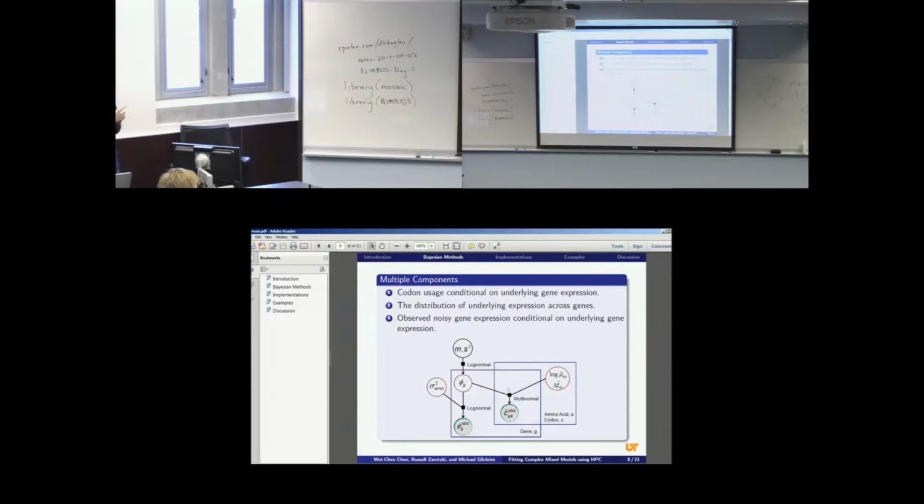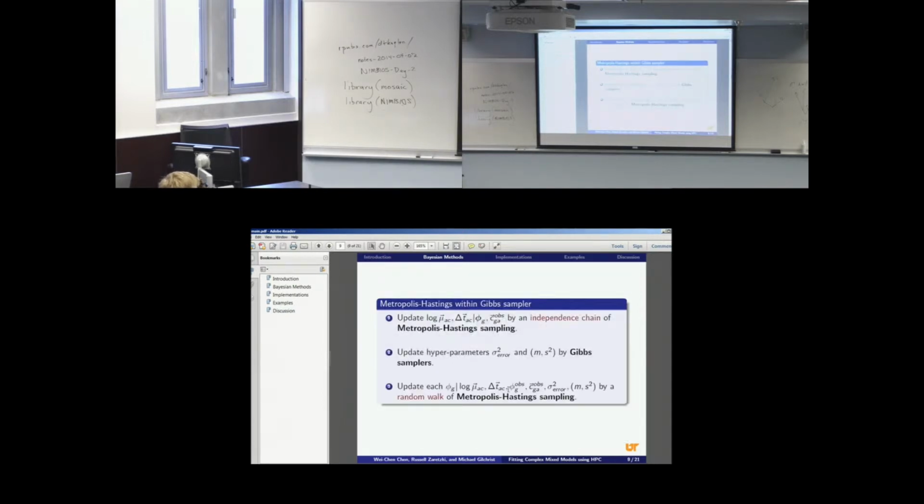And based on this structure, I coded it in R. Eventually, we will expand this model to more complex models or different species. But this is the basic structure of the ribosome overhead cost model. So there are 3 steps to form the MCMC algorithm. I will skip this detail. But basically, it's the independence chain Metropolis-Hastings, a Gibbs sampler, and the random walk Metropolis-Hastings sampling for different levels of the parameters. So it's very similar to Ross's talk yesterday, just a different structure.